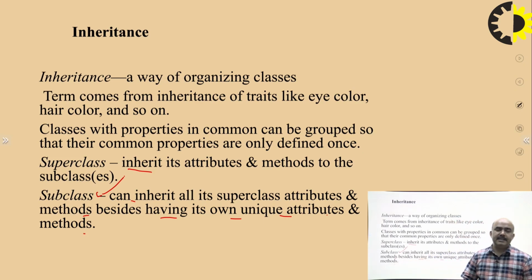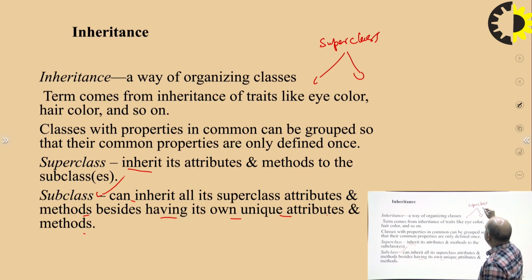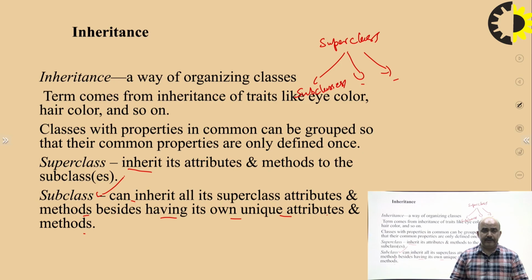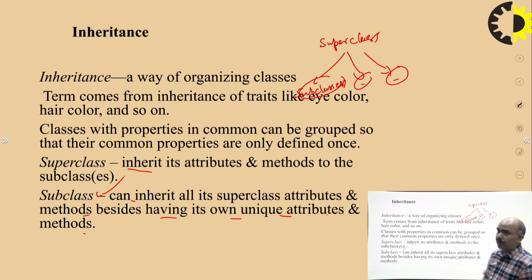Generally this is like a hierarchical structure in which at the top we have the superclass, then we have certain different subclasses, and subclasses of those, and so on. So inheritance is a way of organizing classes where similar types of attributes are kept in one subclass, another subclass, and so on.